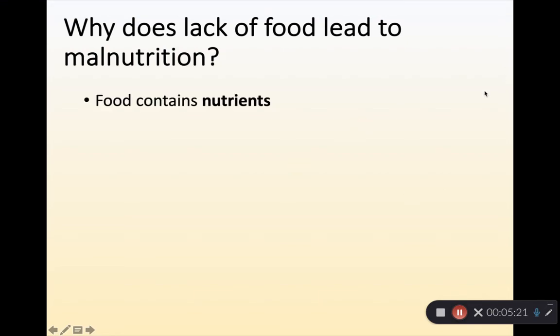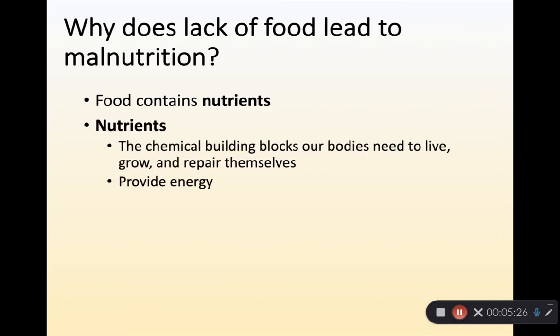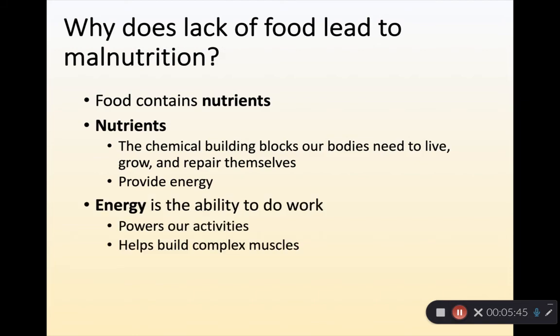Ultimately, it's because our food contains nutrients. But what do nutrients mean biologically? Nutrients are the chemical building blocks that our bodies need to live, grow, and repair themselves. These nutrients are what give our body energy, or give our cells the ability to perform their basic functions. And energy is the ability to do work. It powers our activities, and it helps us build complex muscles that enable us to work and live.